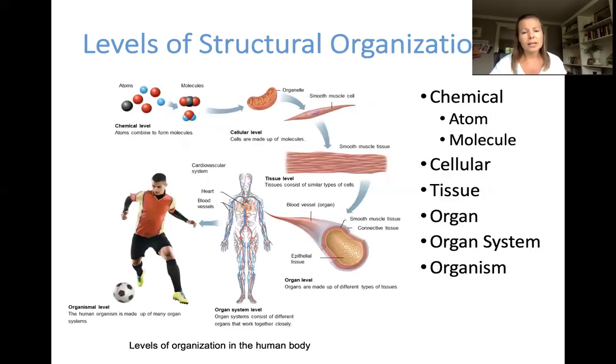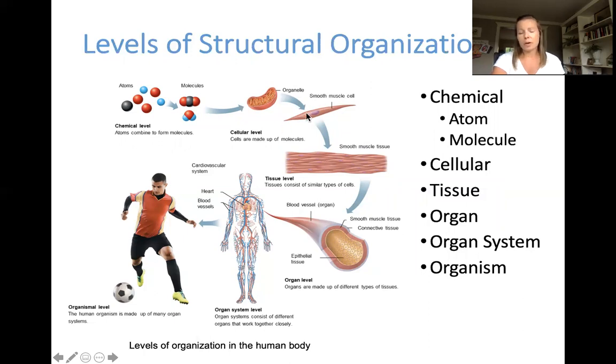And then the body is organized from small structures all the way up to an entire organism, which is a living individual. And you can see here, it starts with the chemical level of atoms. If you put a couple atoms together, that creates a molecule. And then many molecules put together would lead to an entire cell. And then if you put multiple cells together, that creates a tissue. So these cells are working together to perform a function.